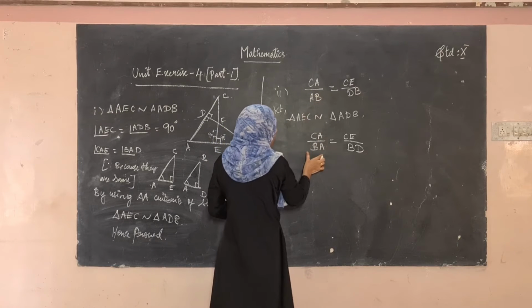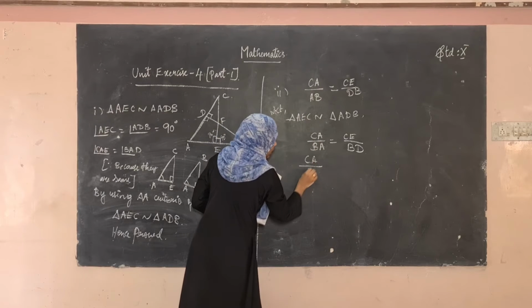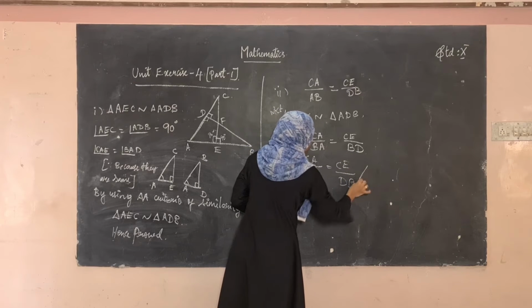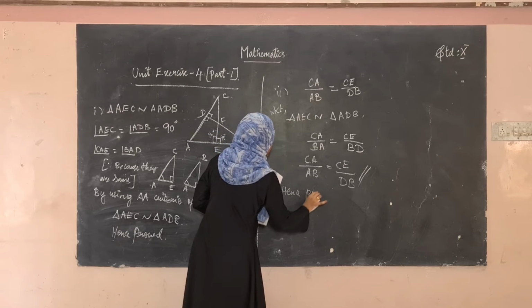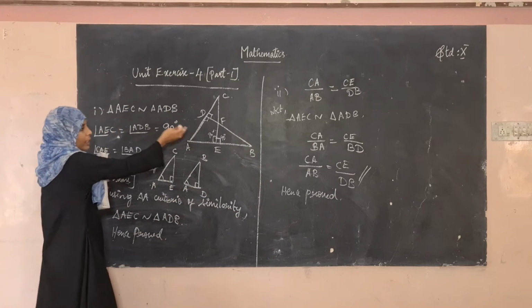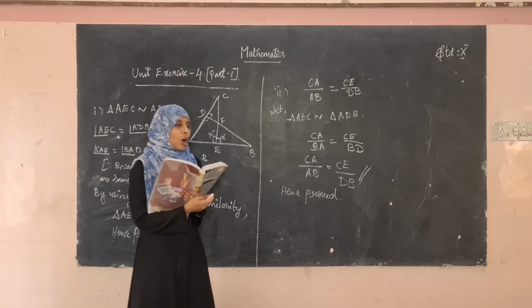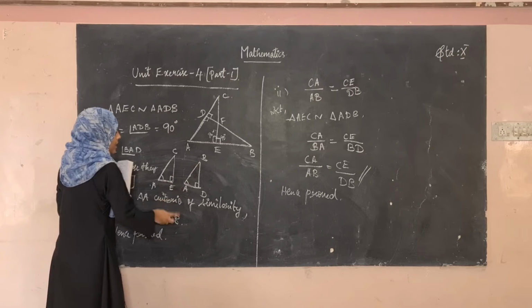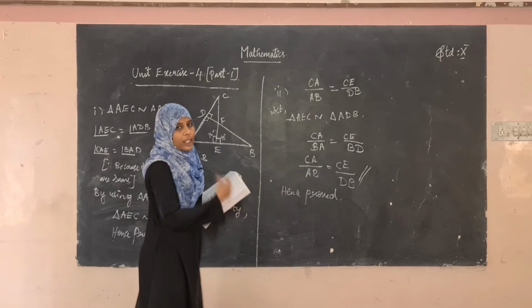See, here CA divided by BA is there. Here we have to find AB, so change the line. CA divided by AB is equal to CE divided by BD. This is what we have to prove, right? Hence proved. So first what do we do? From the first part, we took that these two triangles are similar. If two triangles are similar, the corresponding sides are in common ratio. That is, for the corresponding sides we took these two sides. CA divided by BA is equal to CE divided by BD, and we just interchanged these two and we got the condition that we have to prove.